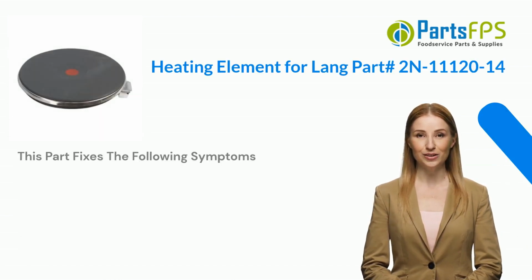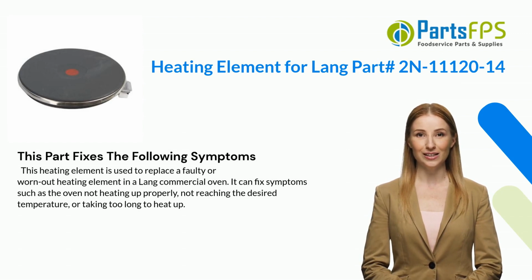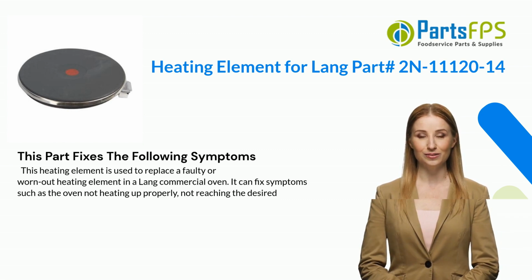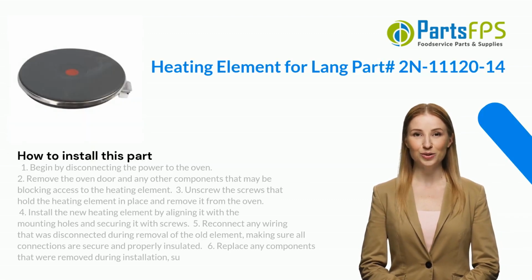This part fixes the following symptoms. This heating element is used to replace a faulty or worn-out heating element in a Lang commercial oven. It can fix symptoms such as the oven not heating up properly, not reaching the desired temperature, or taking too long to heat up. Here is how you install this part.